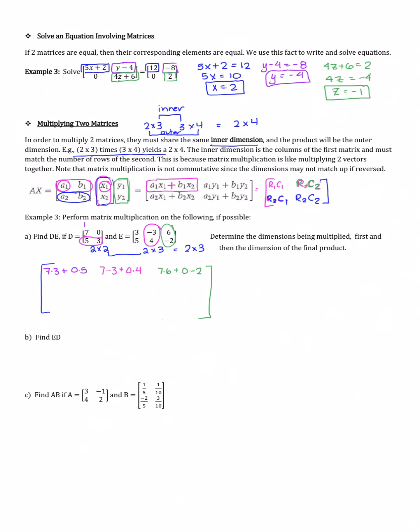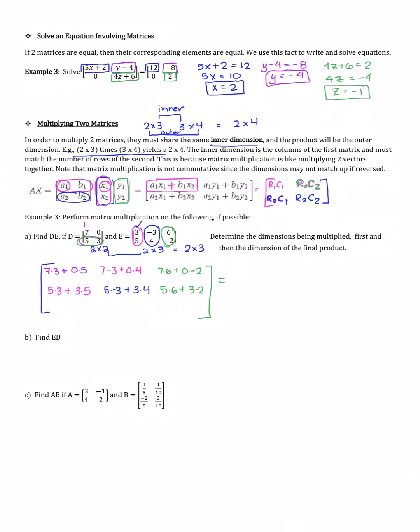So first we're going to go back, and we're going to go row 1 with column 1. Sorry, row 2 with column 1. So that's going to be 5 times 3 plus 3 times 5. So now we're done with that. We're going to do row 2 with column 2. So 5 times a negative 3 plus 3 times 4. And then we still have row 2 with column 3. So 5 times 6 plus 3 times a negative 2.